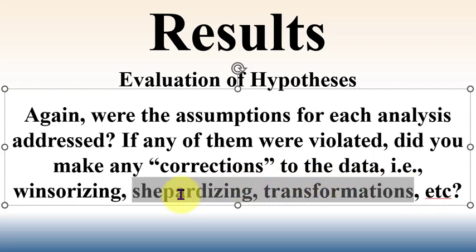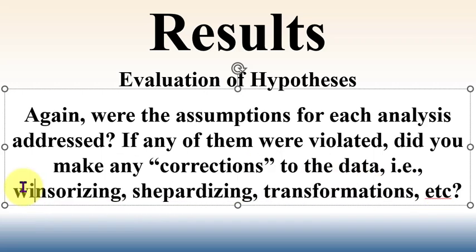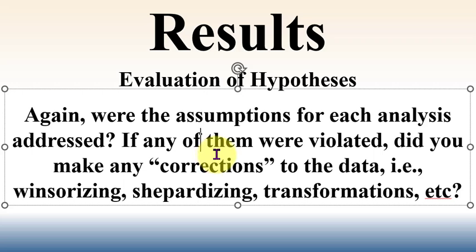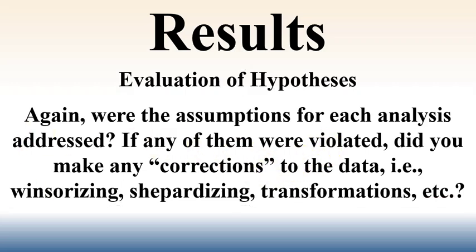Personally, I don't like any of these. Winsorizing is you're literally changing values. Shepardizing is the same thing. You're changing values. Transformation is you're destroying the linear relationship and turning it into a non-linear relationship. But that's my 2 cents worth. Okay, again, if something was violated, what did you do about it?